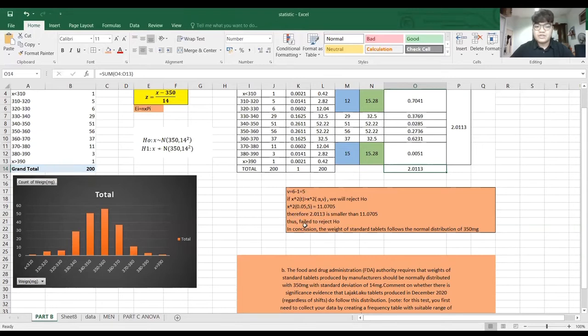Therefore, the conclusion is failed to reject H0, and the weight of standard tablets follows the normal distribution of 350 milligram. That's all for my part.